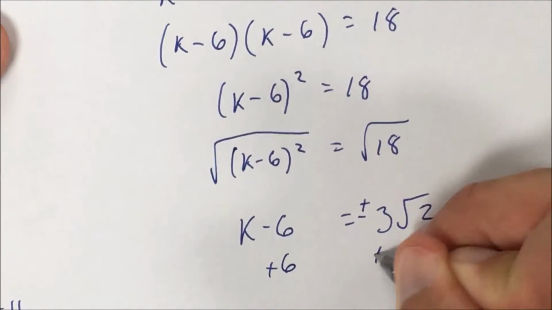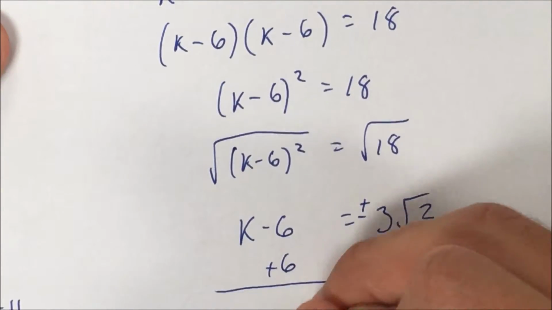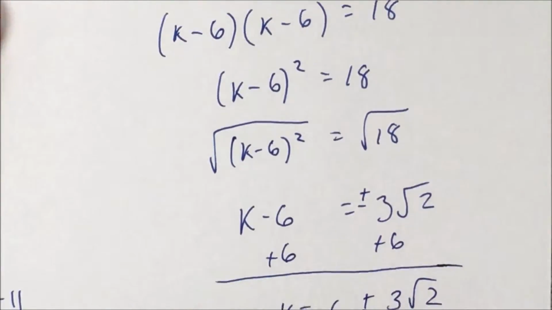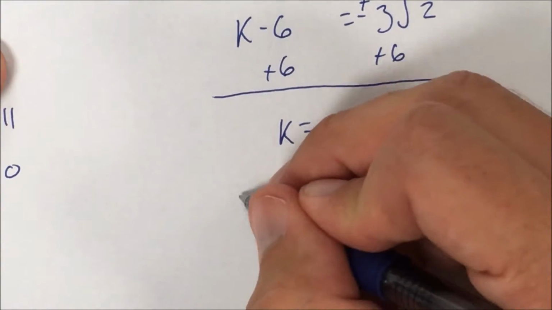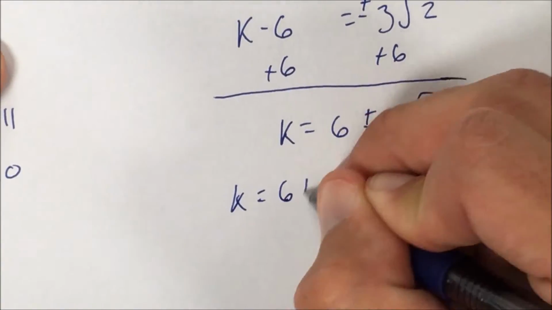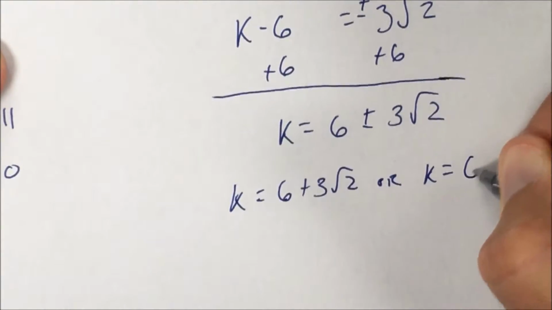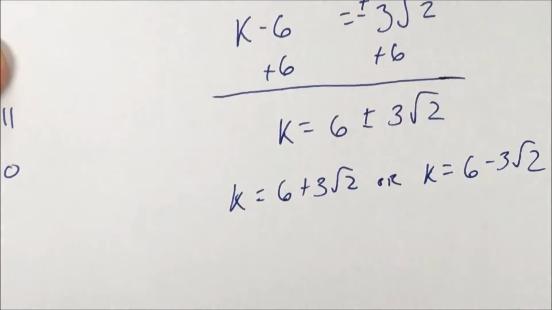We're going to add the 6 over here. Get k equals 6 plus or minus 3 square root of 2. And you can leave your answer like that, or you could write it as two of them. You could write k equals 6 plus 3 square roots of 2, or k equals 6 minus 3 square roots of 2.